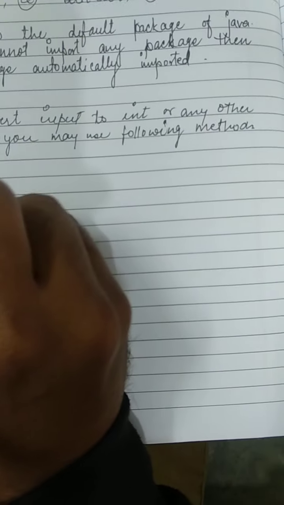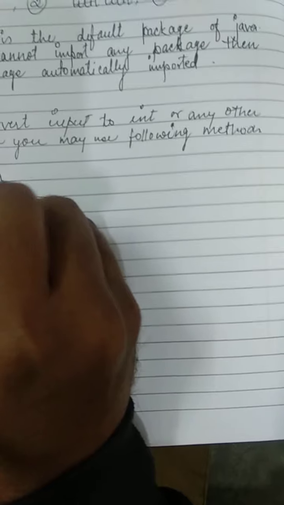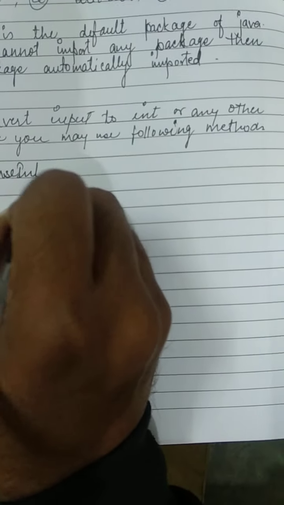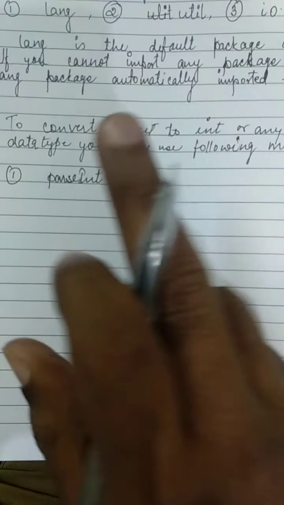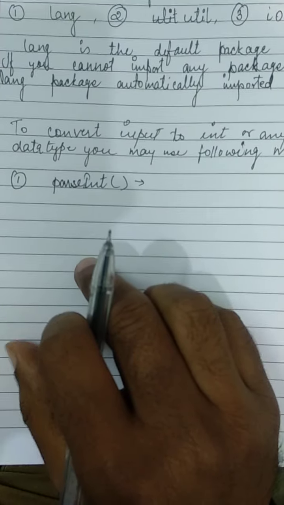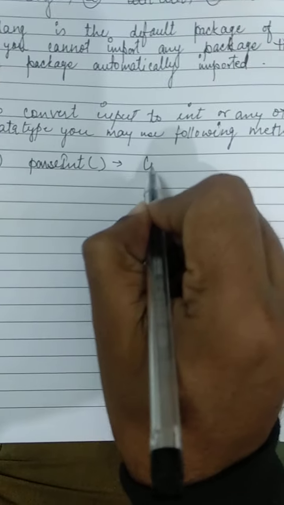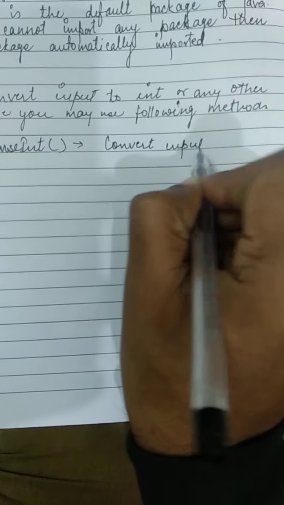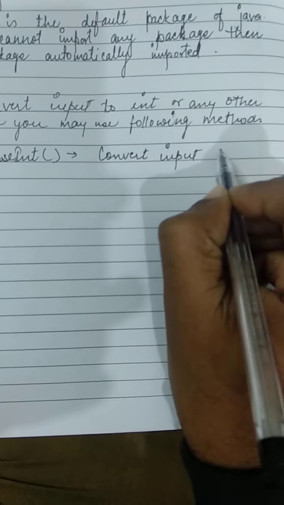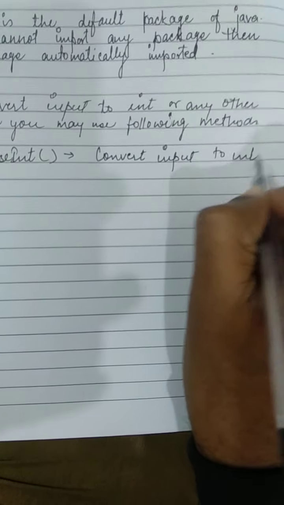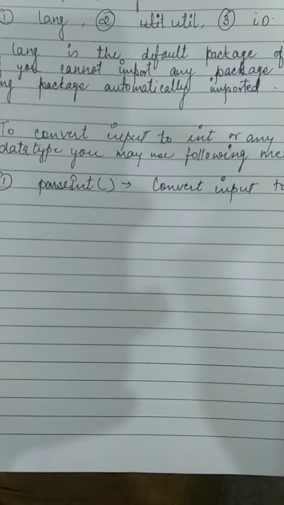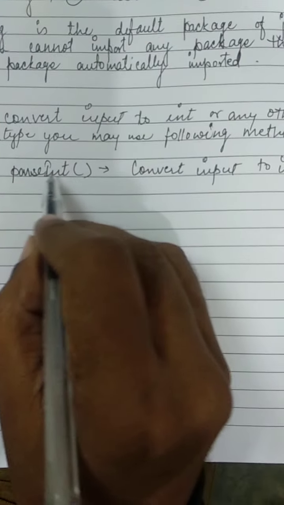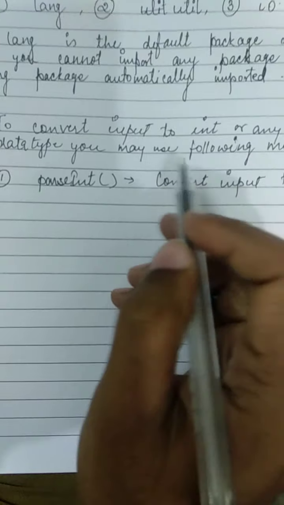The first one, parse int. What is the use of parse int? This parse int is used along with the buffer reader and data input stream class. And what is the use of this one? It converts input to integer. Like suppose you want to convert the input to double, then parse int changes to parse double, float to parse float. Okay, like that.